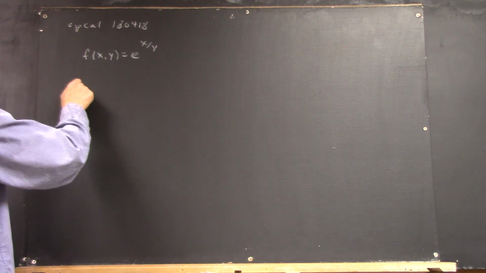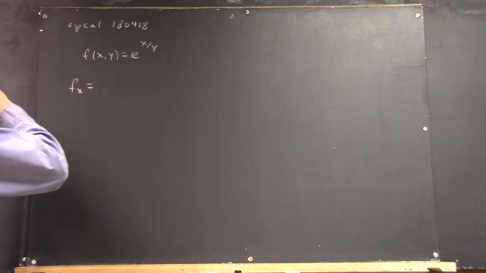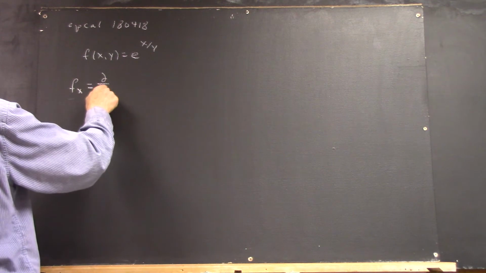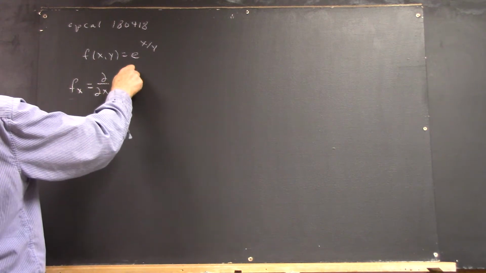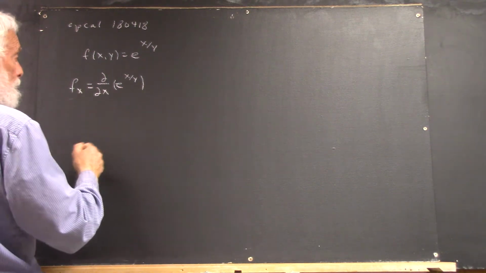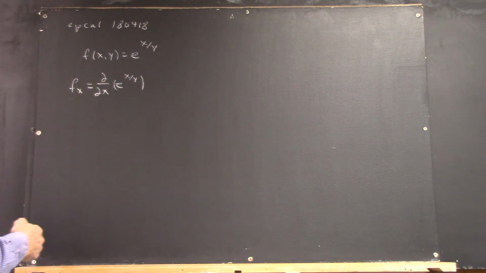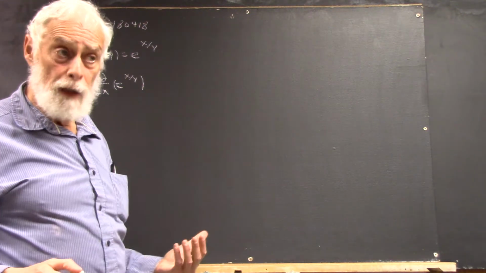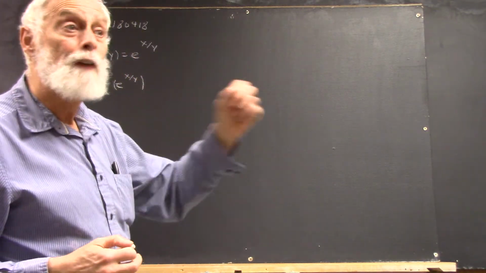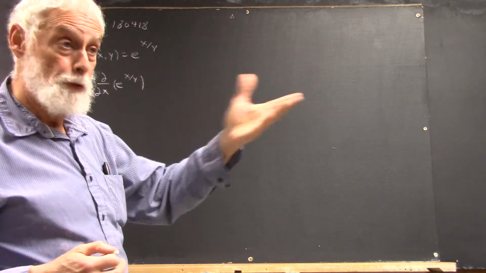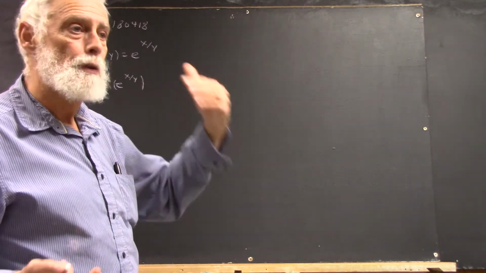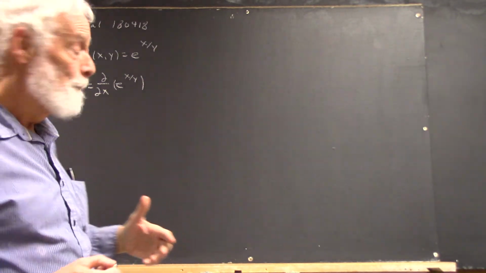So, f_x equals what? Well, first of all, we're talking about the partial derivative with respect to x of e to the x over y. Now to take that derivative, if we're doing a derivative of e to the 5x, okay, we can use a chain rule. Take the derivative of the 5x, it's 5. So it would be 5 e to the 5x, okay?